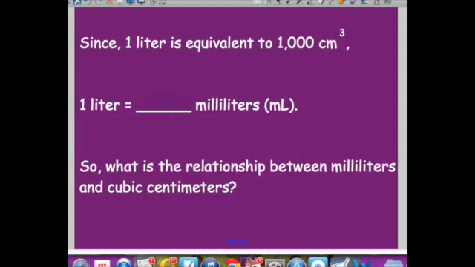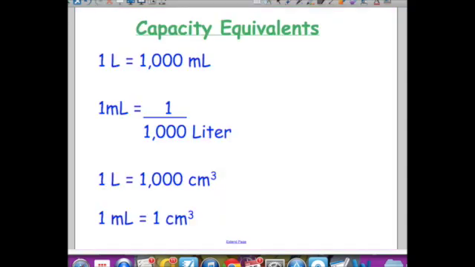Okay, since now we know 1 liter is equivalent to 1,000 centimeters cubed, we also knew that 1 liter equaled how many milliliters again? Oh yeah, 1,000 milliliters. So what is the relationship between milliliters, the eyedropper, and a cubic centimeter? Well, they're in fact equal. So 1 liter equals 1,000 milliliters. And 1 milliliter is just 1/1000th of a liter. Also, you can think about it as 1 liter is 1,000 cubic centimeters. So 1 milliliter, in fact, does equal 1 centimeter cubed. So 1 little eyedropper equals 1 of those little yellow cubes.